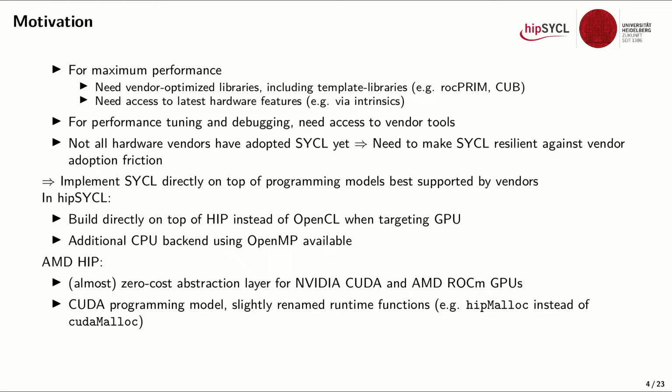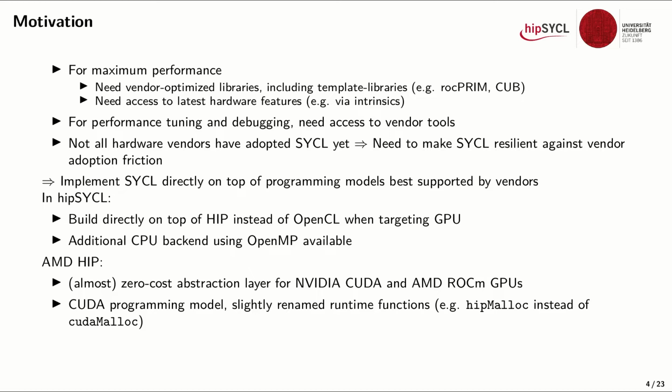And the solution to address all these concerns is to implement SYCL directly on top of the programming models that are best supported by vendors. And in hipSYCL, we do this by building on top of hip instead of OpenCL when targeting GPUs. And additionally, there's a CPU backend using OpenMP available as well.